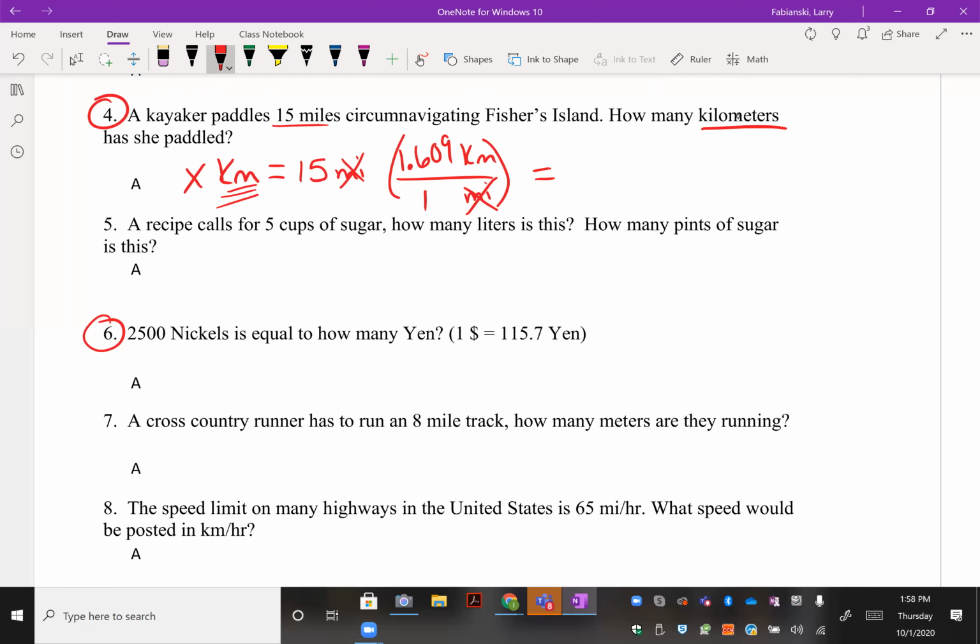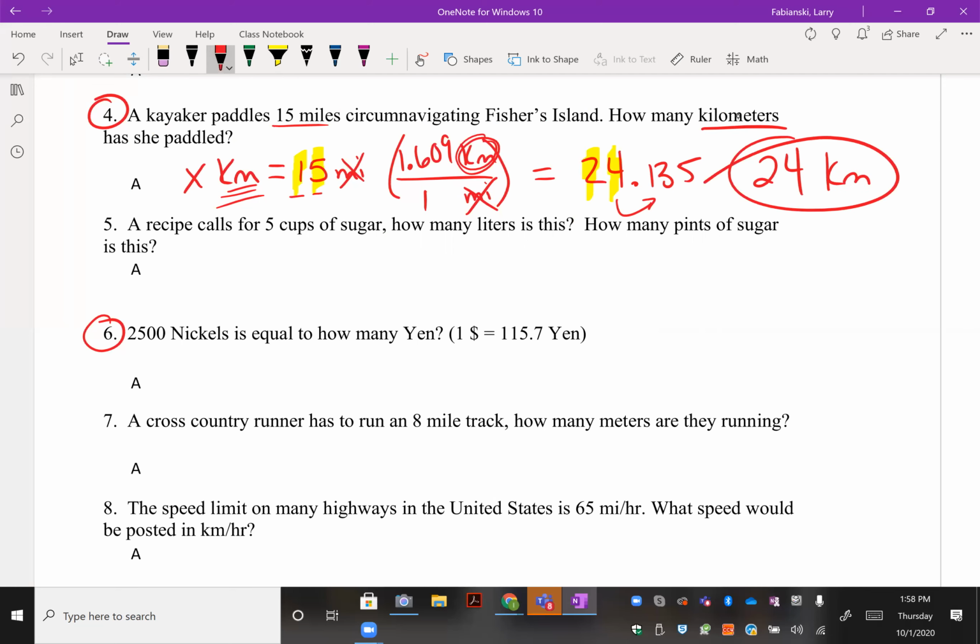We wanted kilometers, we got kilometers. Everything on the top is multiplied, 15 times 1.609. Everything on the bottom is divided. Doing this math, we get 24.135, but wait up, we need to round. Notice we have 2 sig figs to start with, so we need 2 sig figs to end with. Looking over there, that 1 tells us to stay the same, so we end with 24 kilometers.